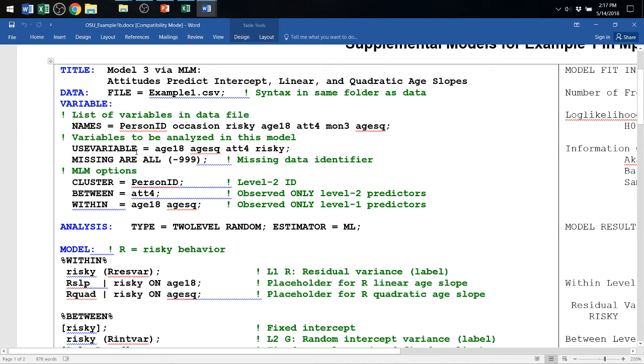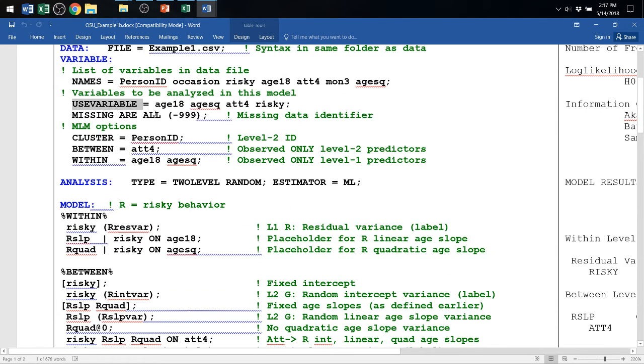Then we have the use variable option, which says which variables are in the model. If you forget this, it will think all of them are in your model, including person ID. Bad things can happen. You have to tell it what your missing data indicator is. Technically, it will take blanks or commas. I have had very bad luck with that, and so I'm superstitious and insist on always having an identifier.